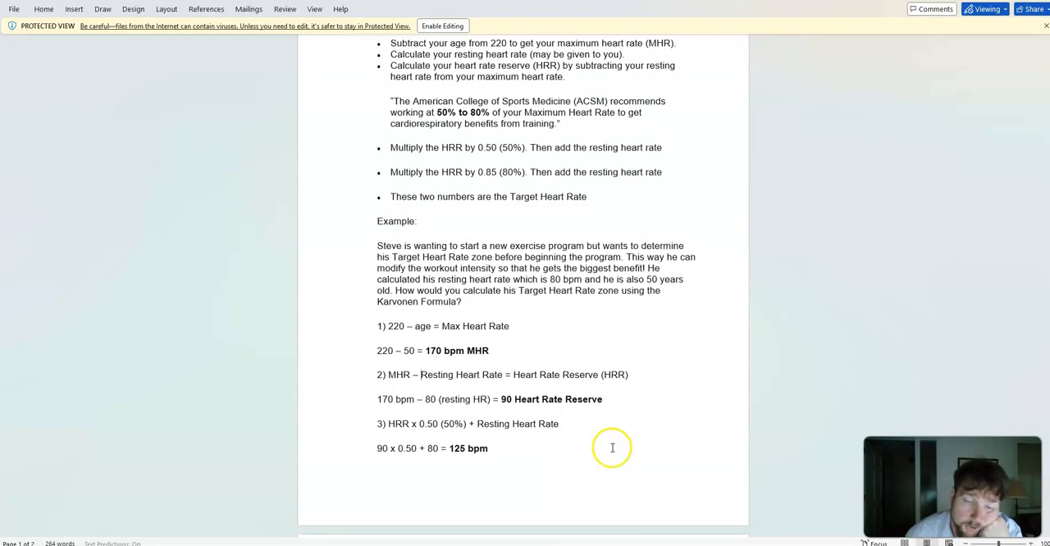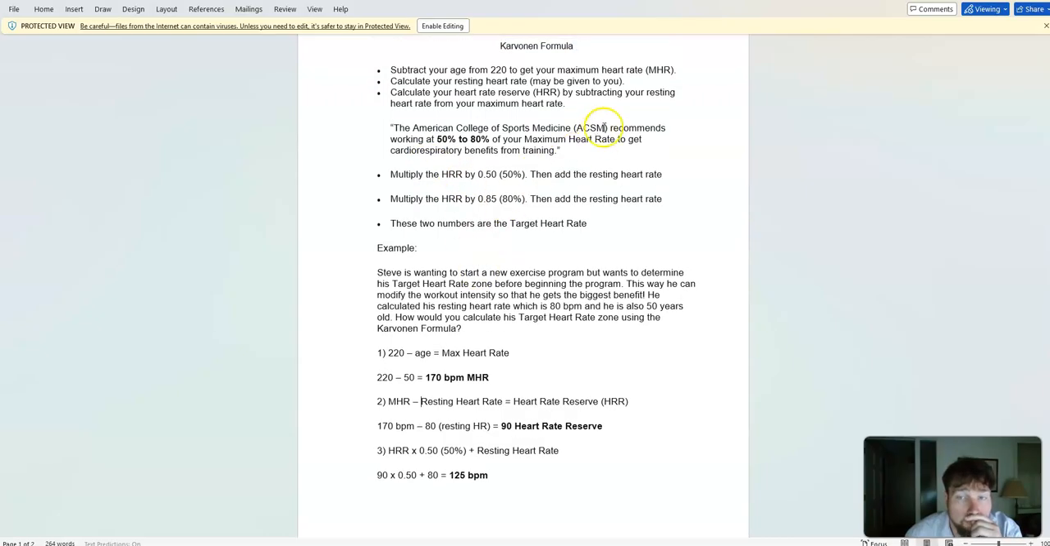And now you do this, which is probably the hardest step, if there is a hardest step. Take the heart rate reserve, 90, that we just calculated for Steve, and multiply by 0.5, because if we go back here, the American College of Sports Medicine recommends, and this is also in the textbook, page 227, working at 50% to 80% of your max heart rate to get cardio. It's best to work 50% to 80% of your max heart rate.